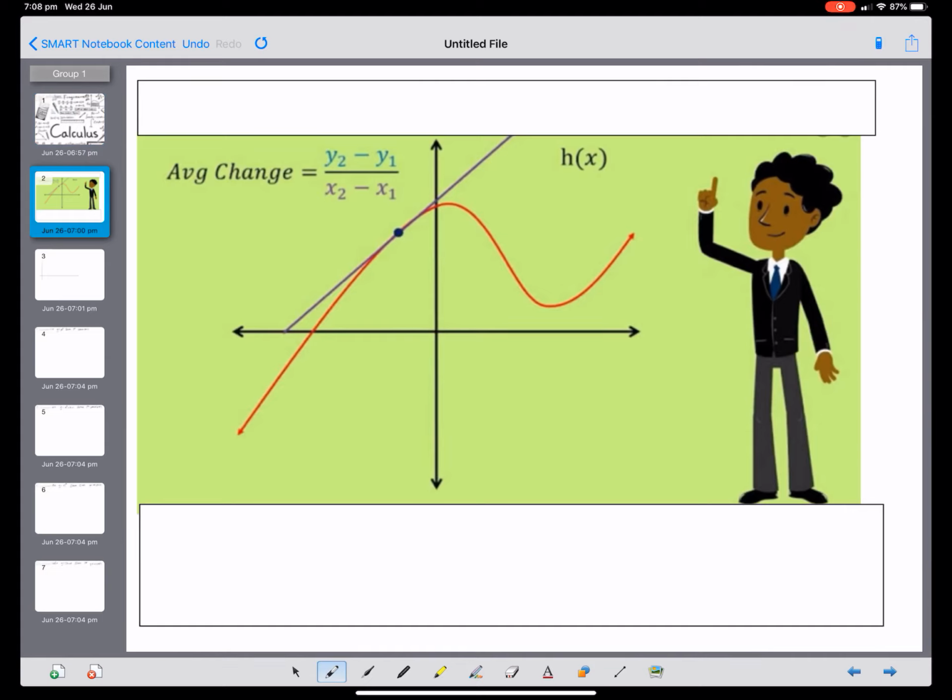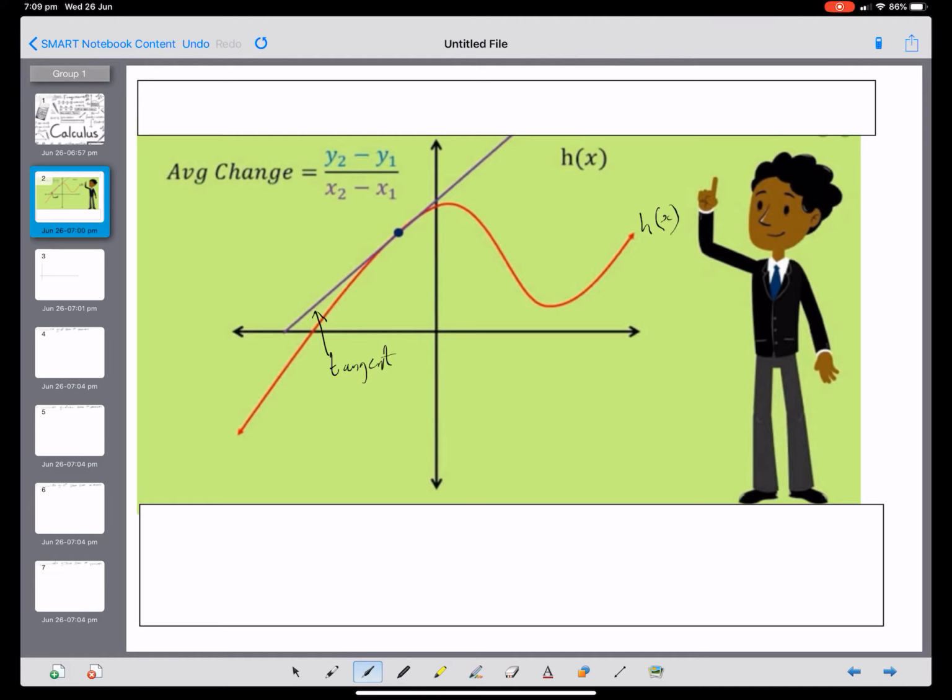So if we've got a curve, let's call this curve h of x, and we wish to find a formula for the gradient at any point along the curve. So with traditional numerical methods, we would draw a tangent to the curve. So this is our tangent here. And this is the curve h of x.